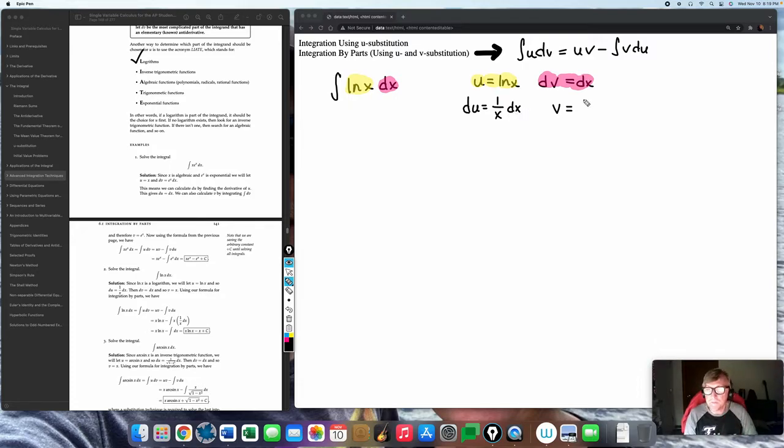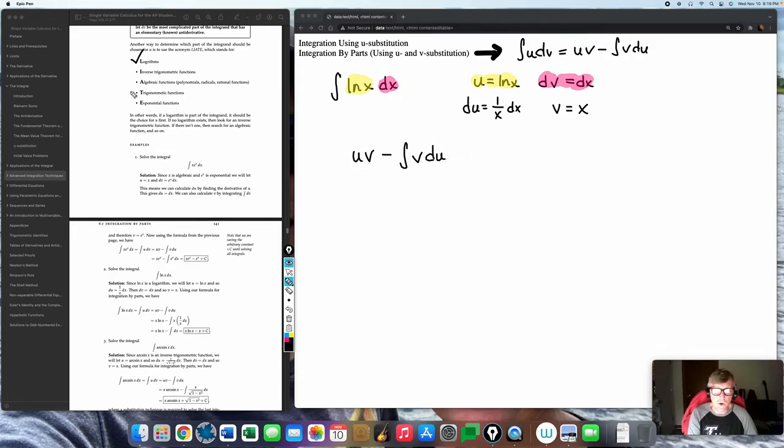Okay, stay with me. So dv is dx. What is v? x. Right? The integral of 1 dx is just x. So how do we put all this together? We have to do uv, let's write out the formula, minus the integral of v times du.